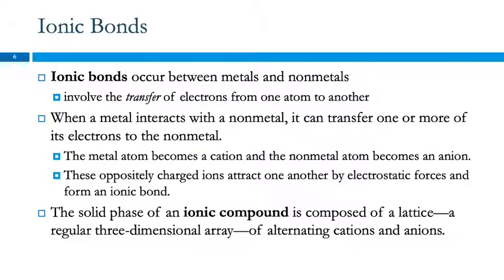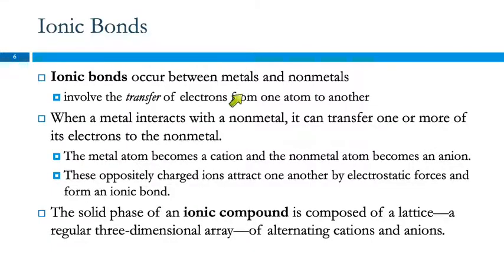So in ionic bonds, this involves the transfer of electrons from one atom to another. When the electrons are transferred, the atom turns into an ion. It has a charge. This is going to happen between metals and nonmetals. We learned that metals tend to lose electrons and form positively charged cations. Nonmetals form negative ions by gaining electrons.